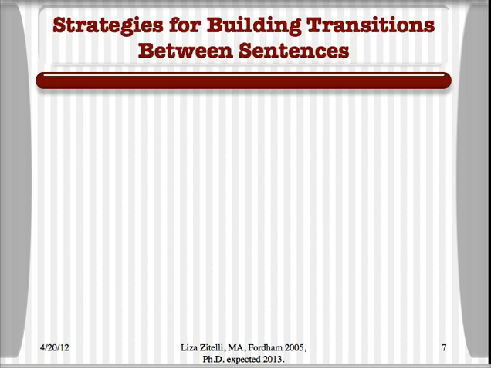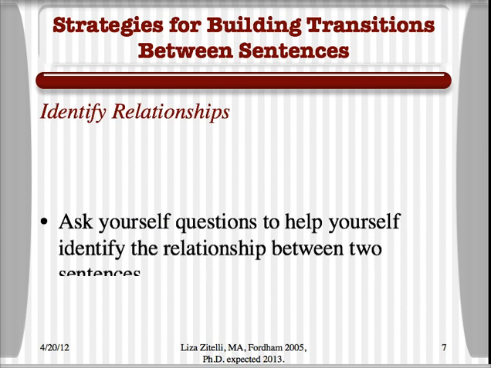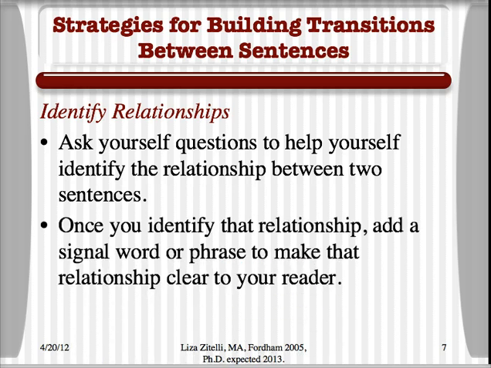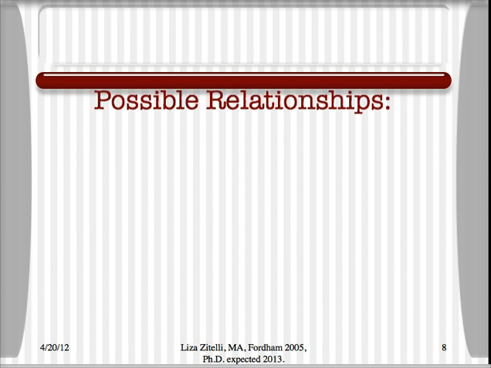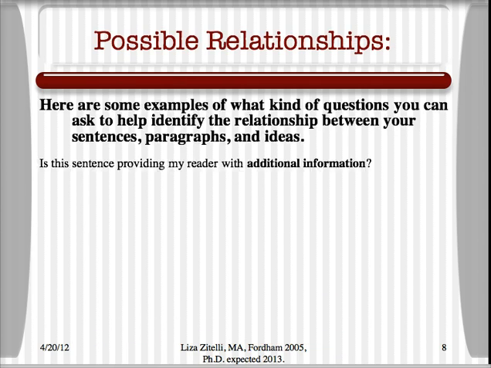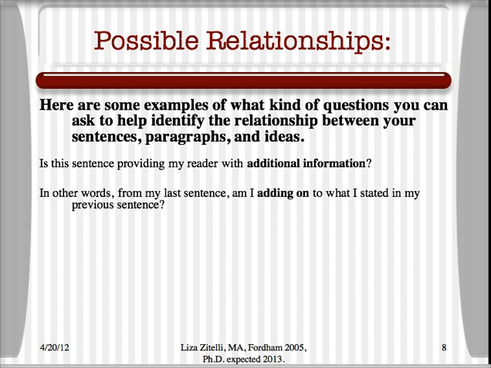Here are some strategies for building transitions between sentences. First, you want to identify relationships. Ask yourself questions to help yourself identify the relationship between two sentences. Once you identify that relationship, add a signal word or phrase to make that relationship clear to your reader. For example, one possible relationship is additional information. Is my sentence providing my reader with additional information? Am I adding on to what I stated in my previous sentence? So here are some signal words.